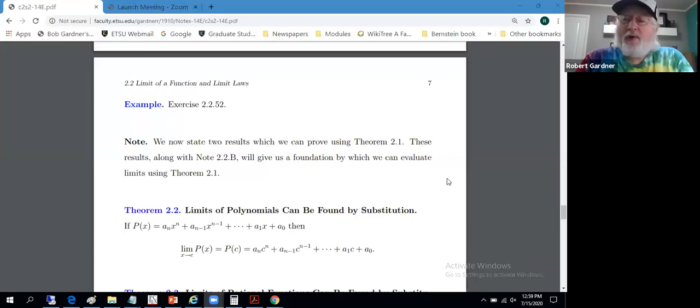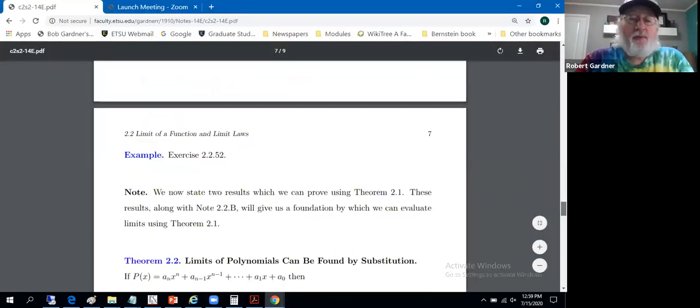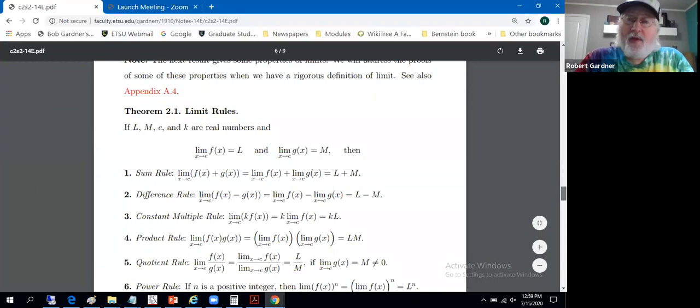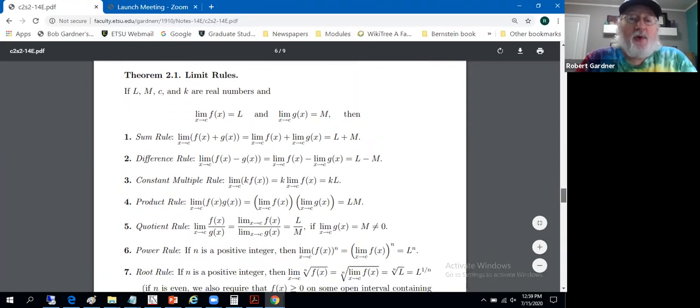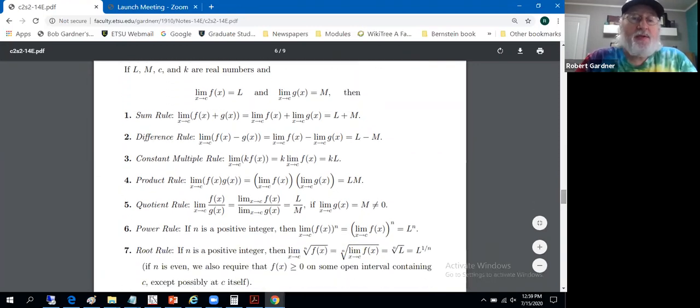Okay, picking up where we left off, we're going to use the limit rules to go through and prove a couple of results for polynomials and rational functions. Let's take a quick look at them before we get into this.